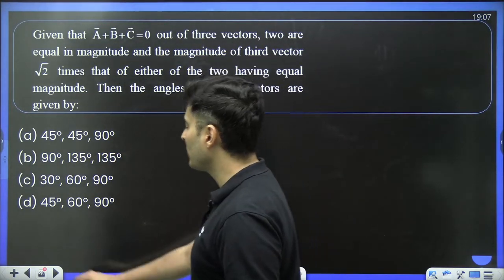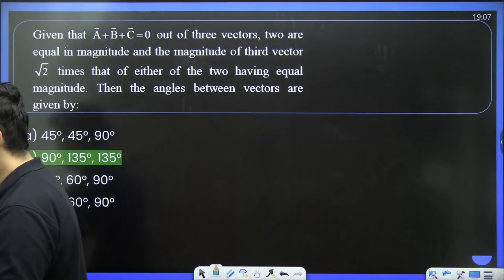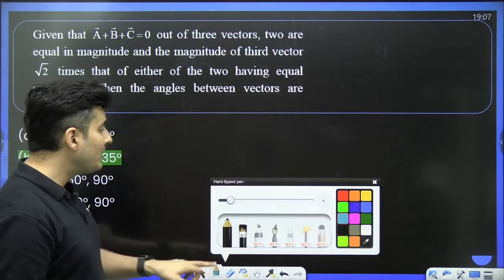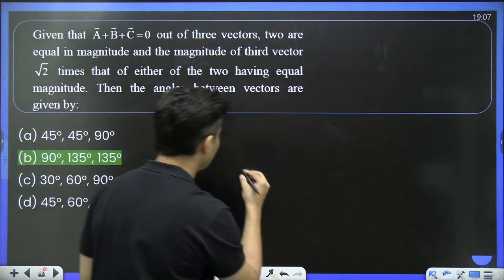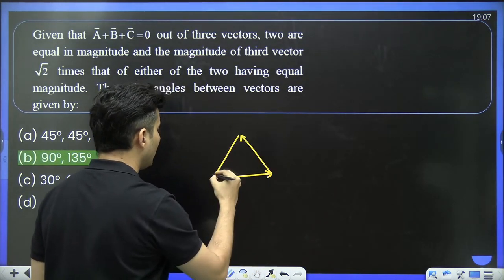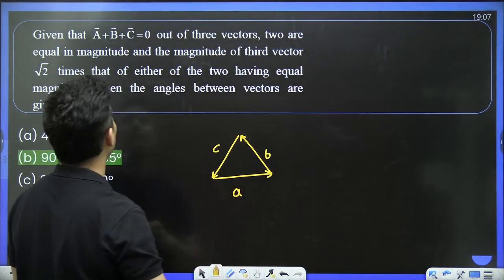The correct answer for this particular question is option B. I think hardly a few people said that. Very good, PG Vijay. A plus B plus C is a null vector, means you take vector A, you take vector B, and you take vector C. So it's a null vector. This is A, B, C, for example.